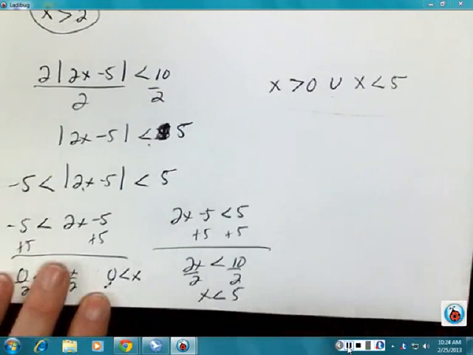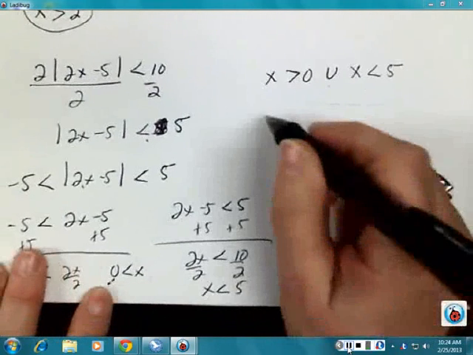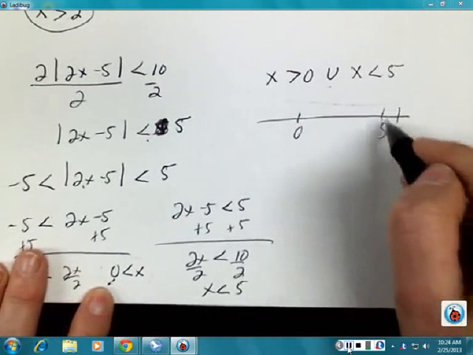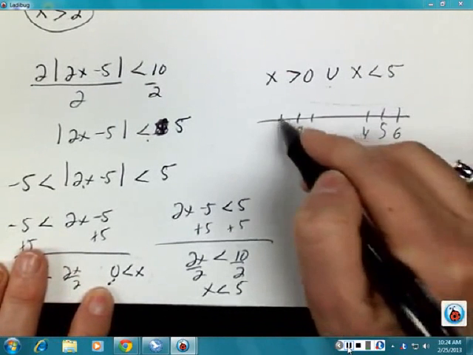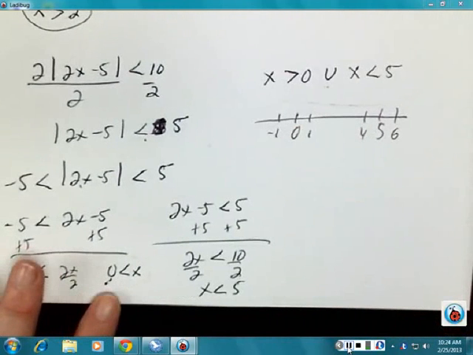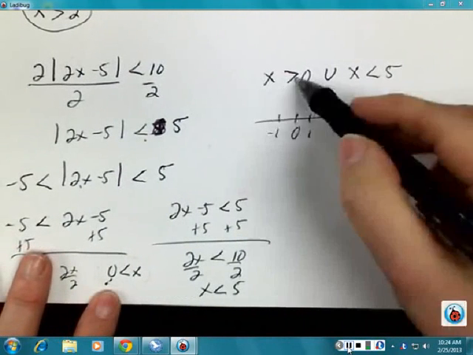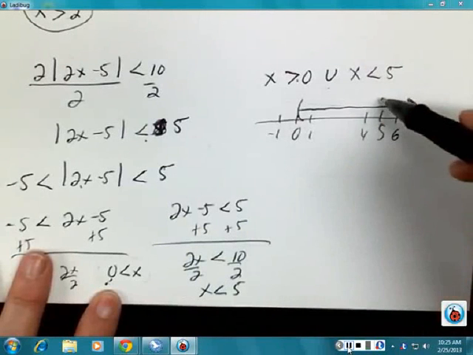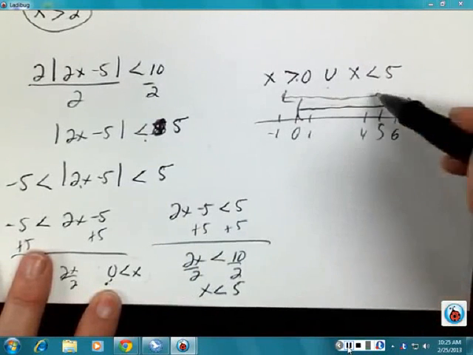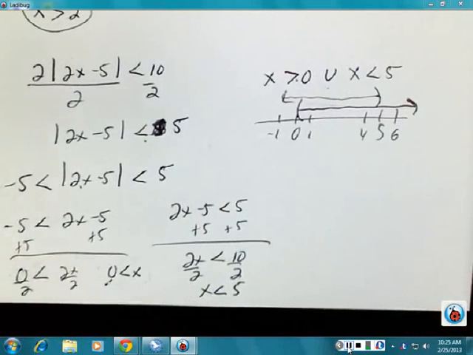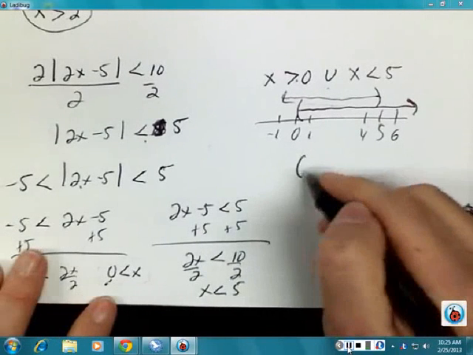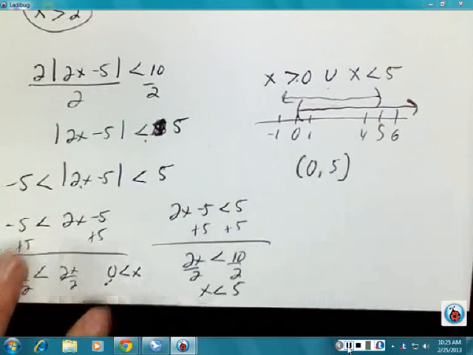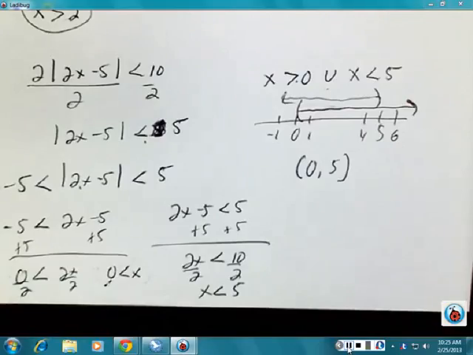Okay. What is my graph notation or my number line? So here's 0. Here's 5. What way do I go? The first one goes this way, to the right, the second one goes to the left, and it's everything in the middle. So my answer is going to be bracket or parenthesis 0, comma 5. We okay or not okay? Okay.